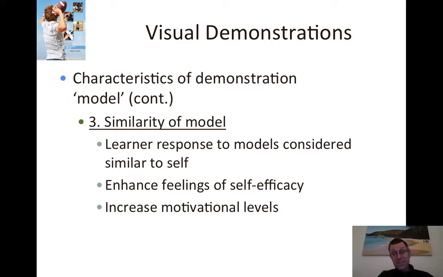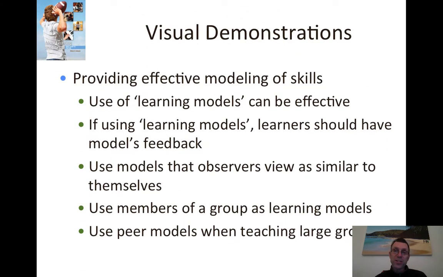When that is increased, motivation goes up. You all know about motivation now, and increased motivation will usually lead to increased learning. So finding a model that is a peer of the learner is quite often an effective strategy.